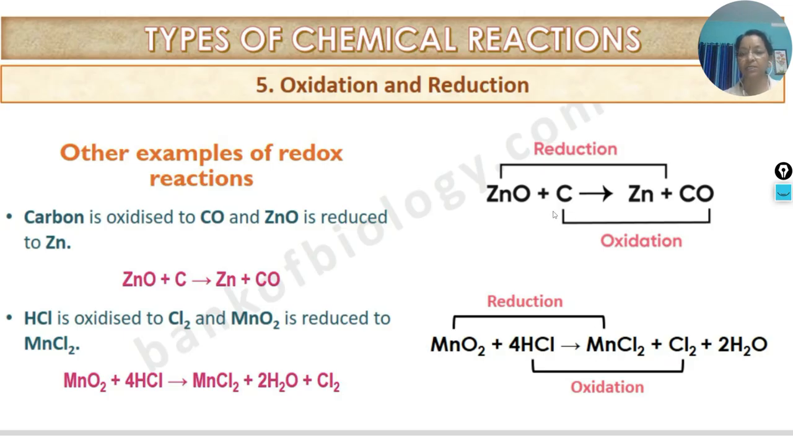Zinc oxide plus carbon gives zinc and carbon monoxide. What happens to zinc oxide? It loses oxygen. Whereas what happens to carbon? It gains oxygen. So this is oxidation, whereas this is reduction.